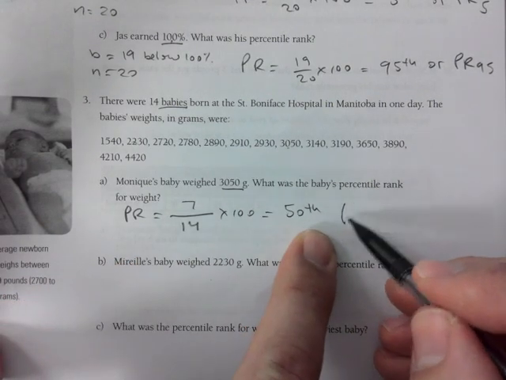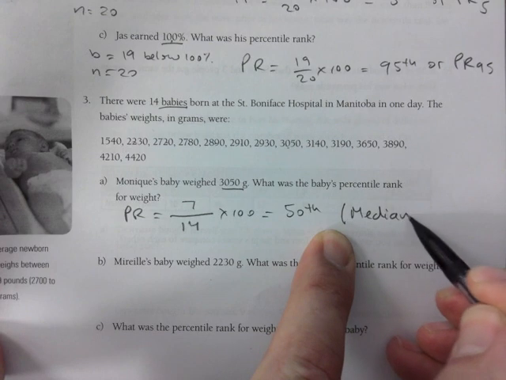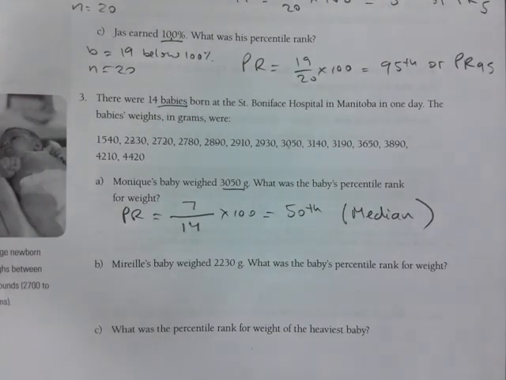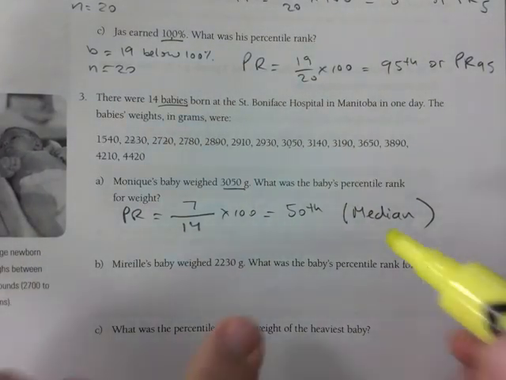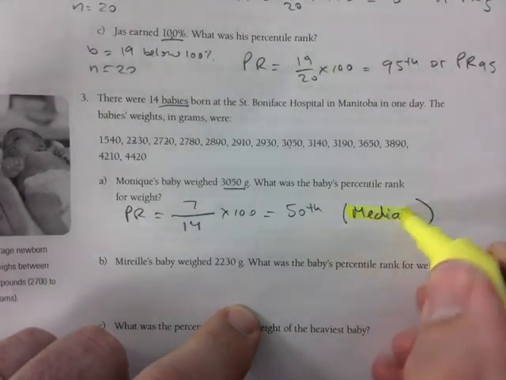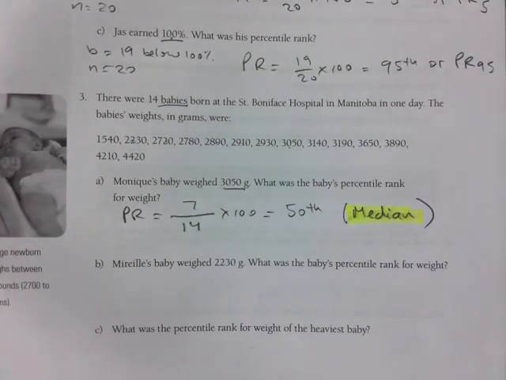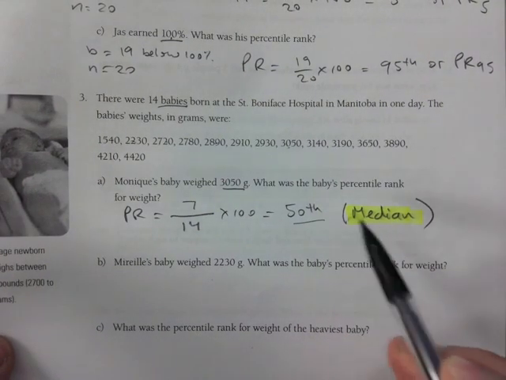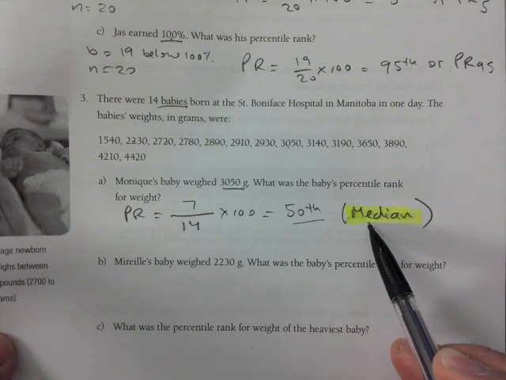By the way, the 50th is often referred to as the median. Write this down. Because think about it, 50% are below you. Make sure you know that the 50th percentile is referred to as the median in statistics.